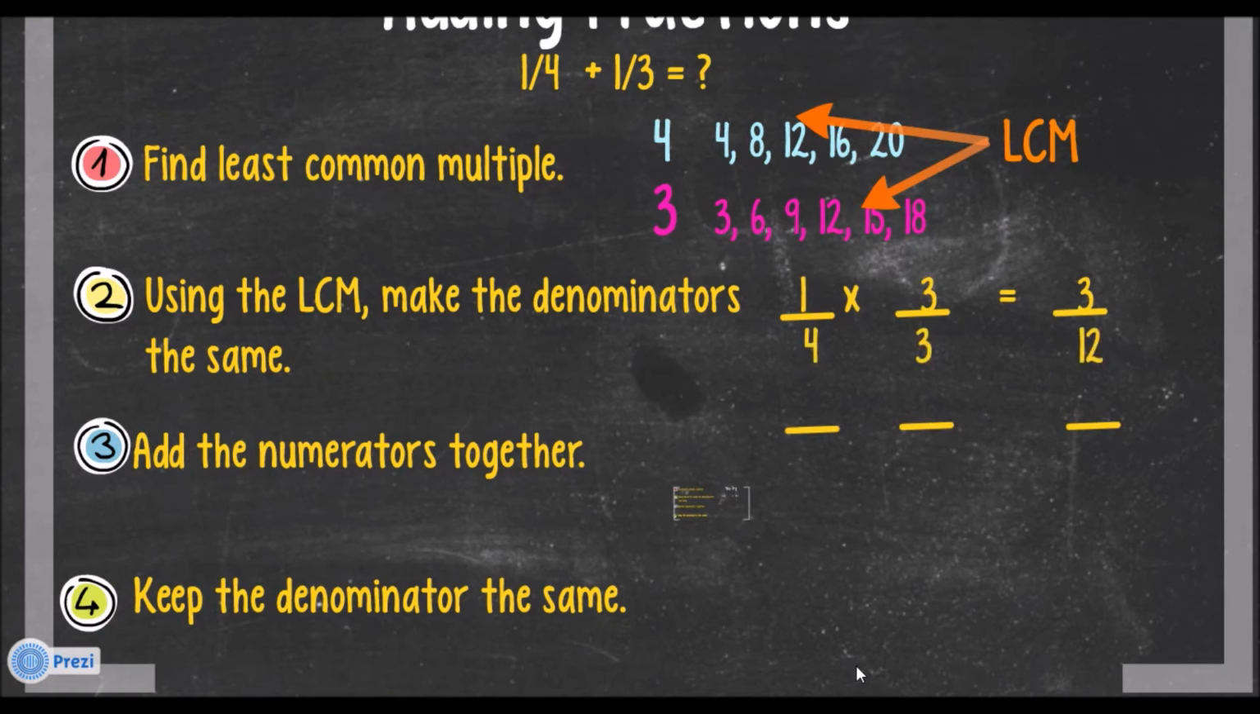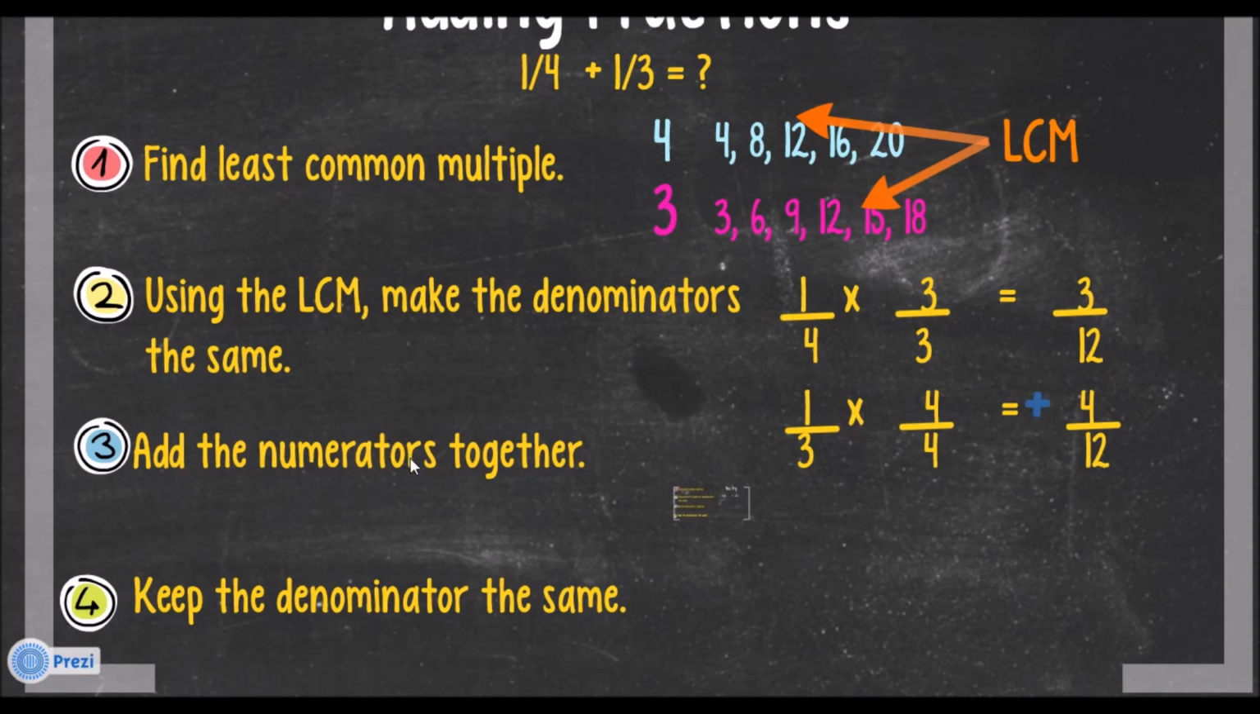So we have 1/4, and to get 4 to 12, I have to multiply by 3. So I'm going to multiply by 3/3 because that's equal to 1, and I do the same to the top as the bottom. So 1 times 3, when I multiply, just go across, is 3. 4 times 3 is 12. Now next one, we have 1/3. I'm multiplying it by 4/4. 1/3 times 4/4, 1 times 4 is 4, 3 times 4 is 12.